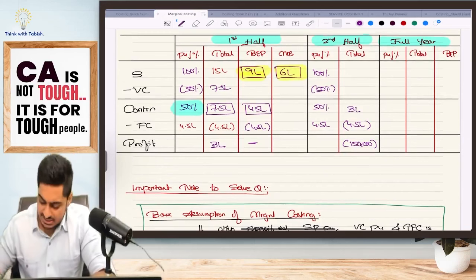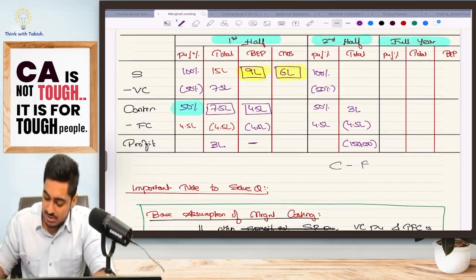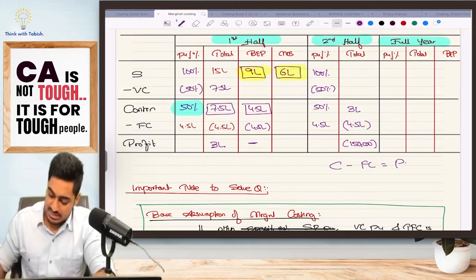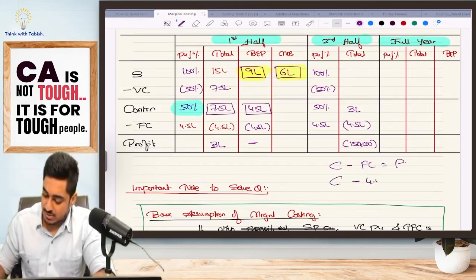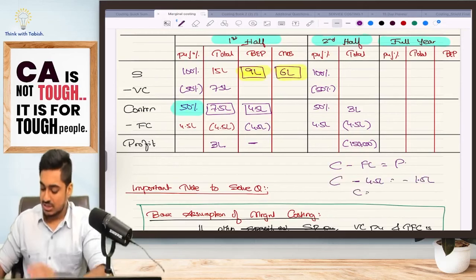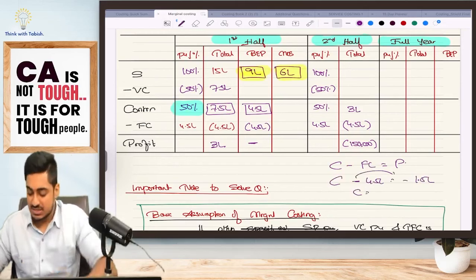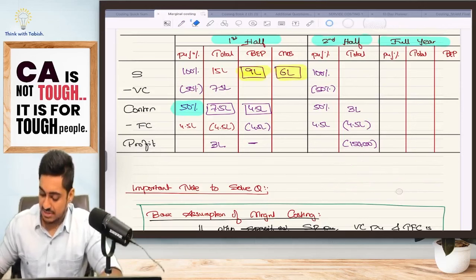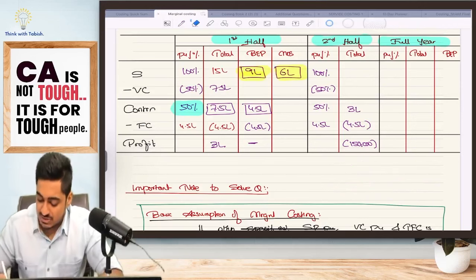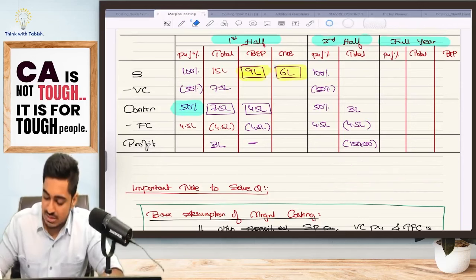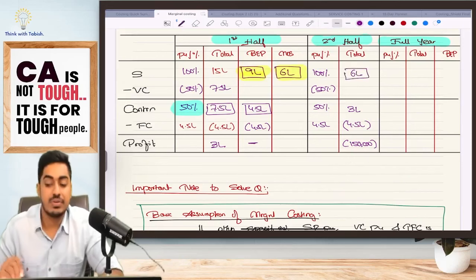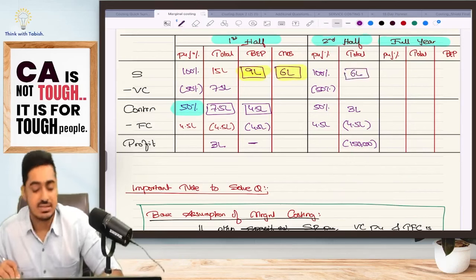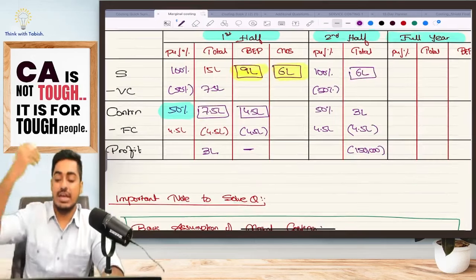That was the logical explanation. If you want the formula, contribution minus fixed cost is equal to profit. I want to calculate my contribution: contribution minus 4,50,000 equals minus 1,50,000. Keep contribution here and take this to the other side. Minus becomes plus. 4,50,000 minus 1,50,000 will become 3 lakh. Yes or no, everyone? Yes, sir. And I want 3 lakh, which is 50%. That means total sale should be 6 lakh. Yes or no, everyone? Is this clear? Yes, sir.